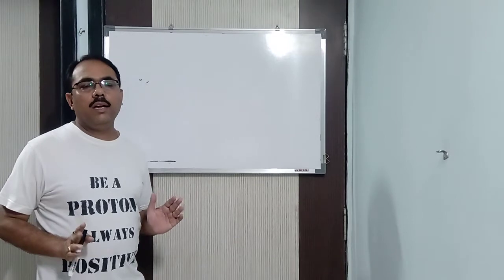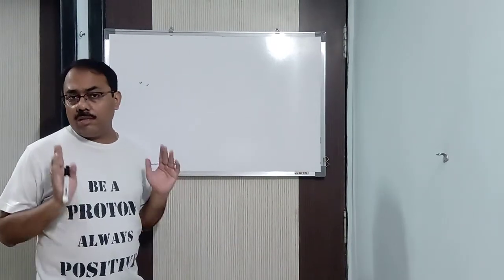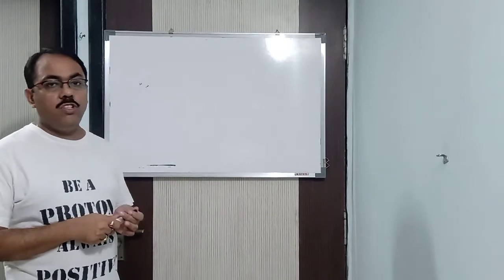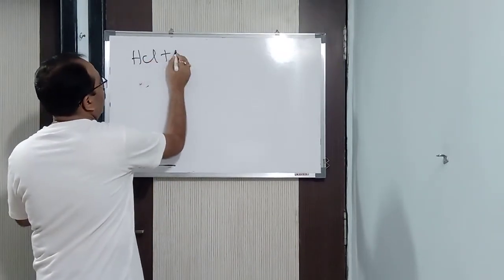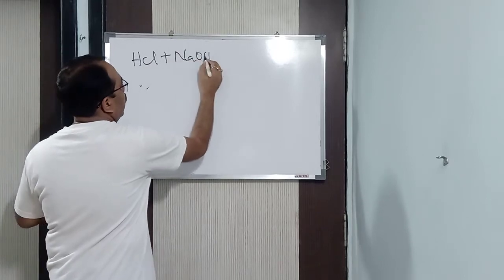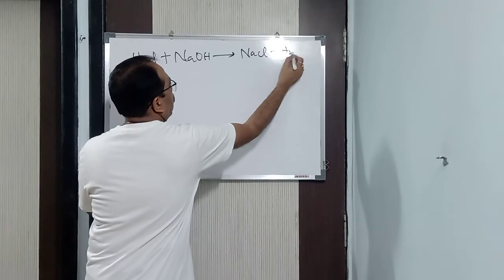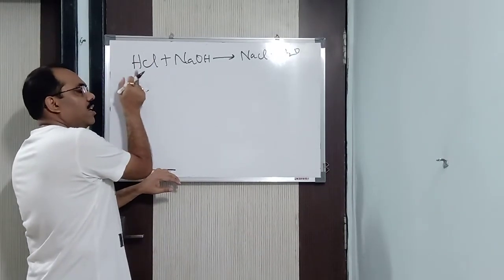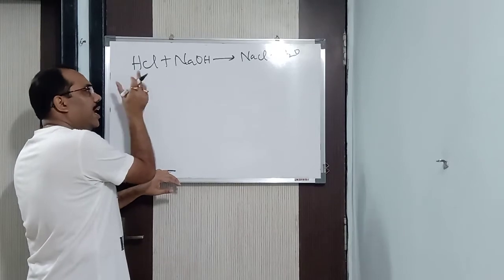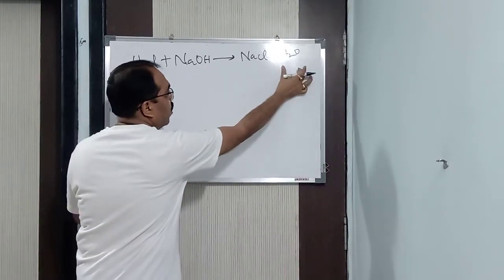Now, the most important property which you are going to study here is that acids and bases, when they react, undergo a neutralization reaction. It's very important, listen very carefully. For example, HCl reacts with NaOH to give NaCl and water. Remember that any acid, HCl, H2SO4, HNO3, carbonic acid, any acid reacts with any base to form salt and water as the product.